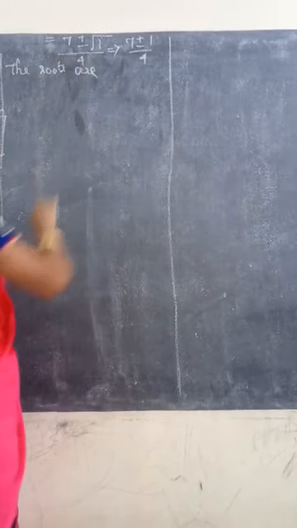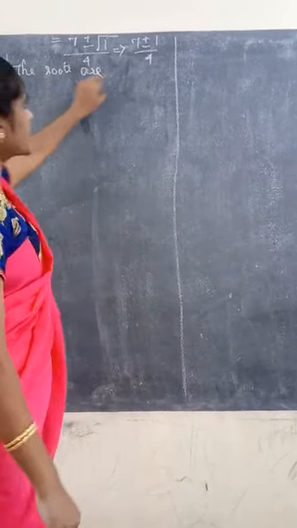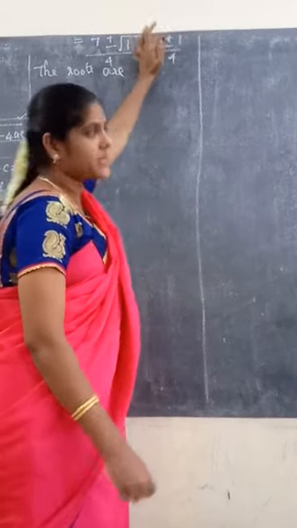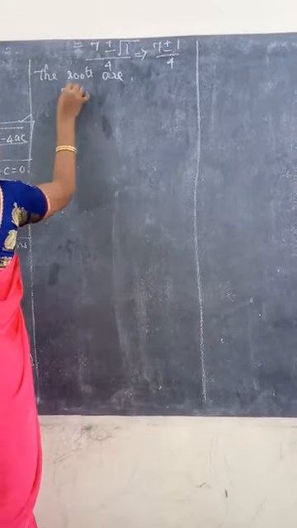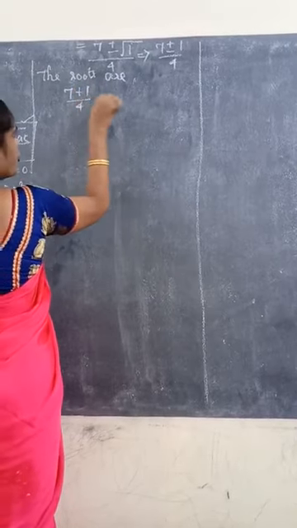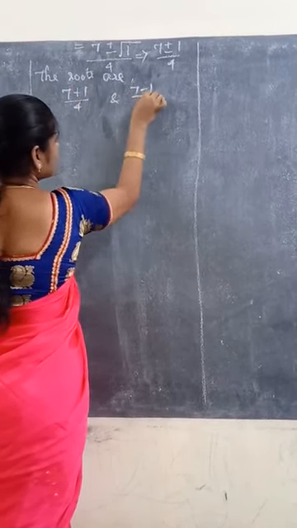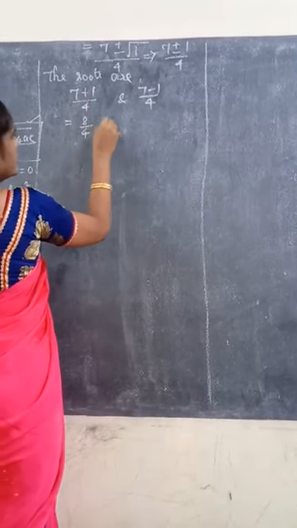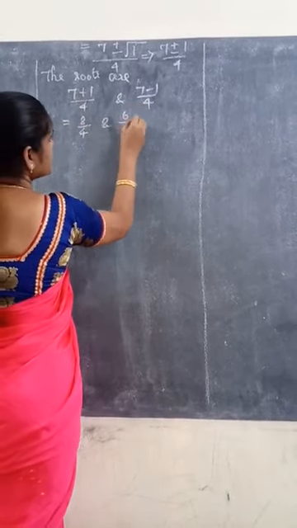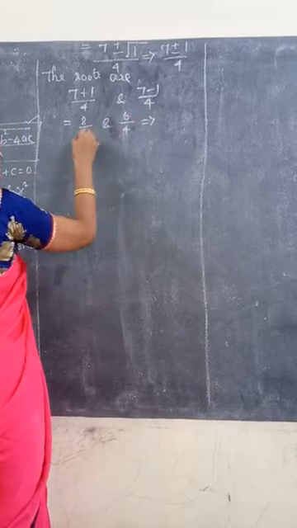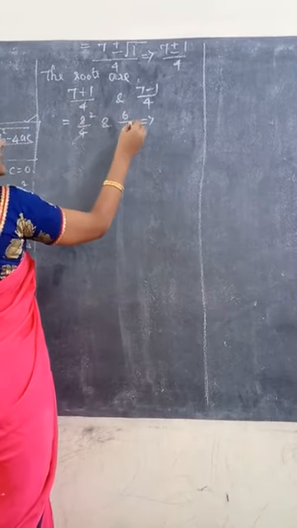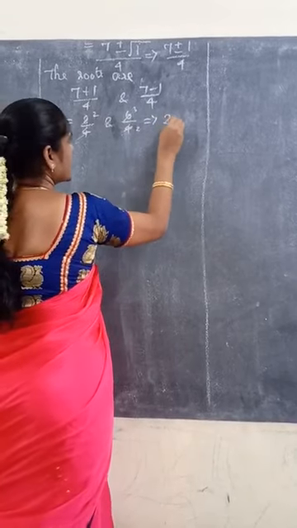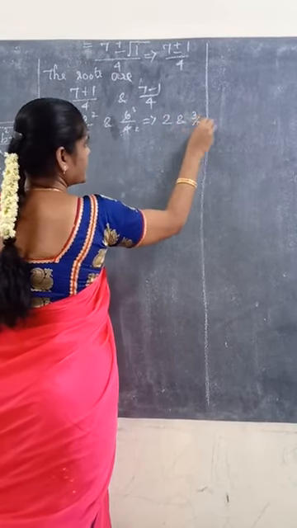Now listen, in a quadratic equation we need 2 roots, but here we have only one expression. So look at the center value, plus or minus. So the roots are 7 plus 1 by 4 and 7 minus 1 by 4. These are the roots: 8 by 4 and 6 by 4. So what is the answer? 2, and here 3 by 2. So the roots are 2 and 3 by 2.